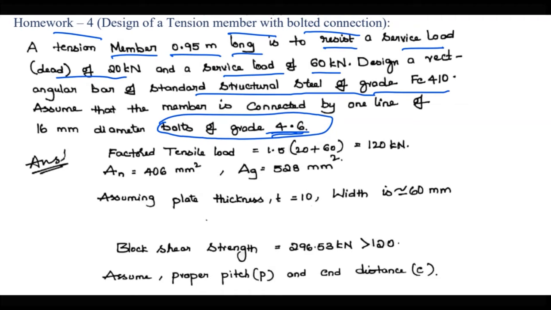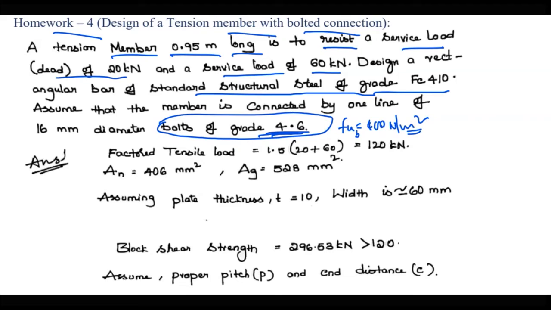See this image here. From this image you can say that when the grade of bolts is 4.6, the ultimate strength of the bolt is 400 Newton per mm square. Remember that.